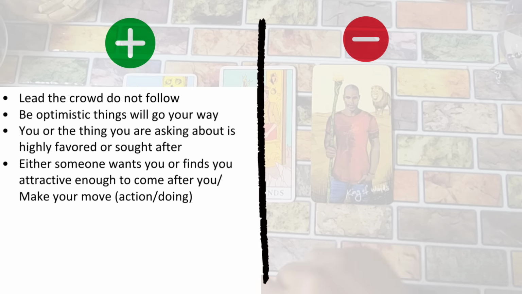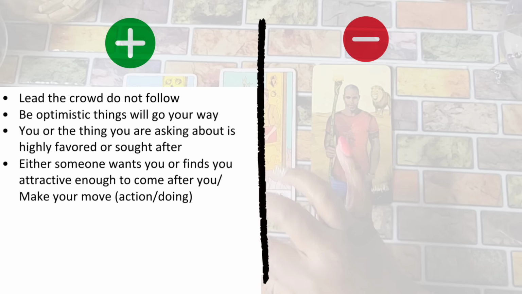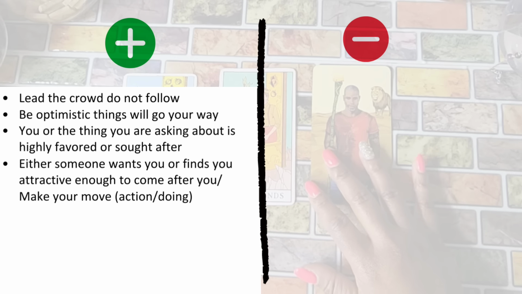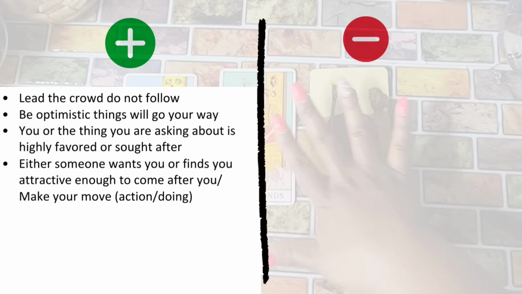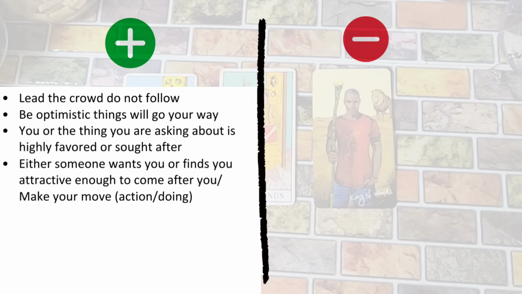Either someone wants you and finds you attractive enough to come after you, or the advice could be telling you to make your move. It just depends on the question and how the question is worded, but this shows an attraction that they're telling you to go after.